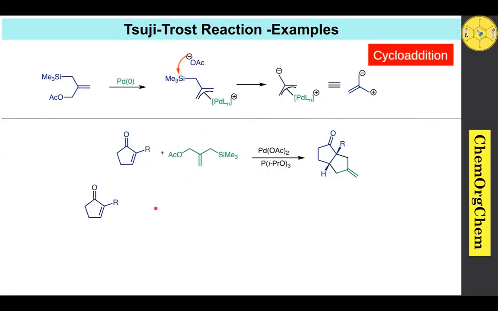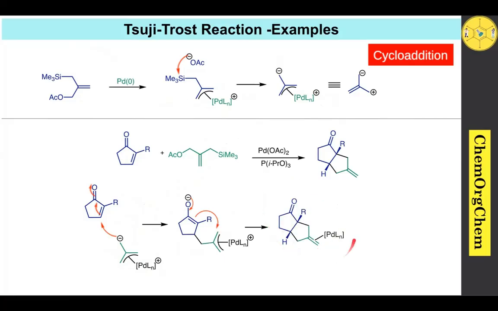Let's look at it mechanistically. So this pi allyl palladium complex formation we already saw in our previous scheme. So now this negative charge attacks this particular alkene carbon, therefore this pi electron now shifts here, followed by this pi electron moving towards the oxygen atom. As a result, this generates this corresponding intermediate. Now this negative charge moves here, then this pi electron attacks this particular carbon. So as a result, this generates this corresponding species, followed by decomplexation which produces this corresponding product.